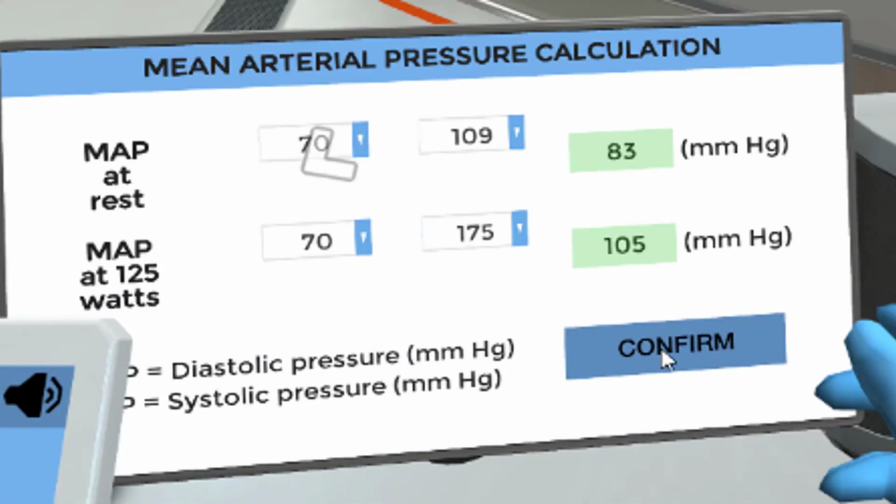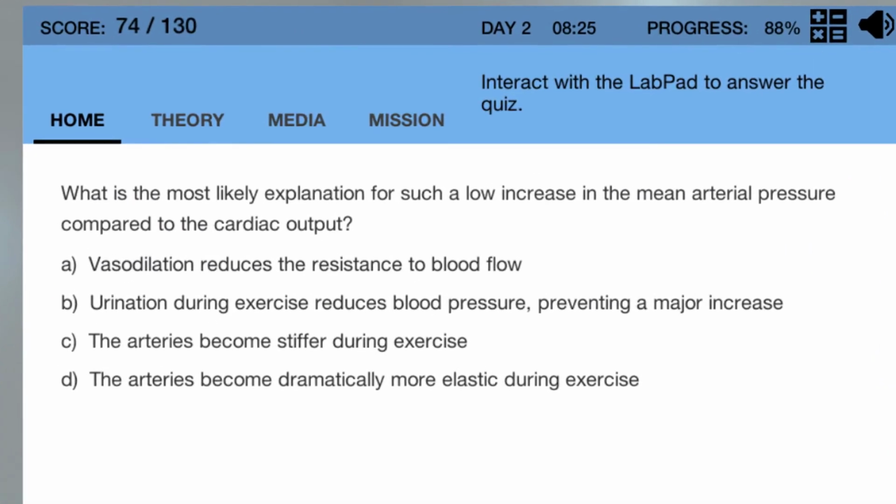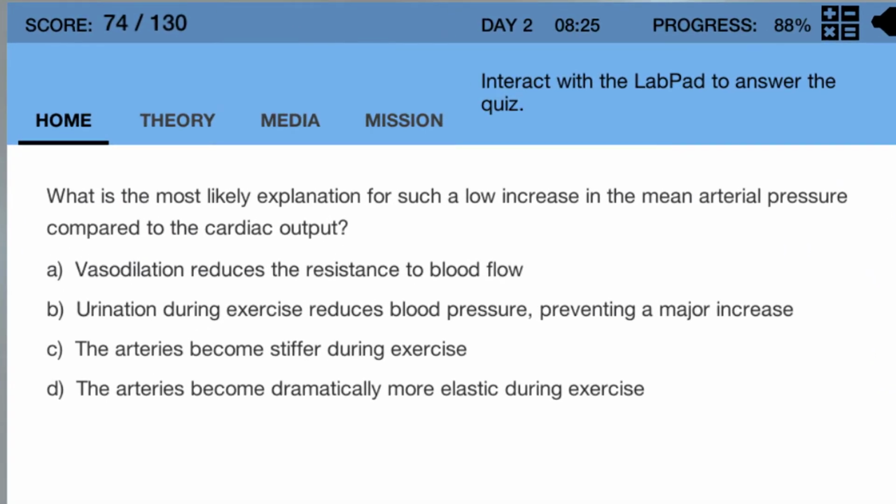Exactly. Seems like diastolic blood pressure didn't change much between rest and 125 watts. However, systolic blood pressure did increase, and that made the MAP increase from 83 to 105 millimeters of mercury. What is the most likely explanation for such a low increase in the mean arterial pressure compared to the cardiac output? You are a genius.